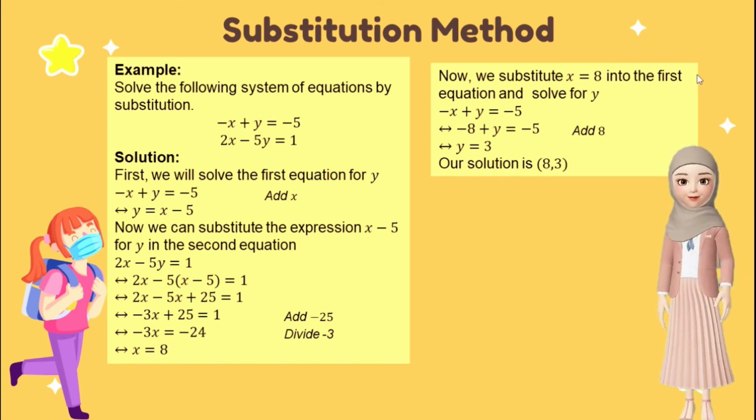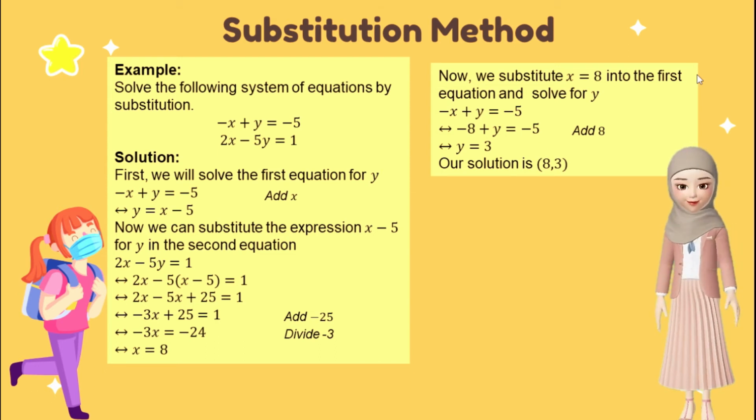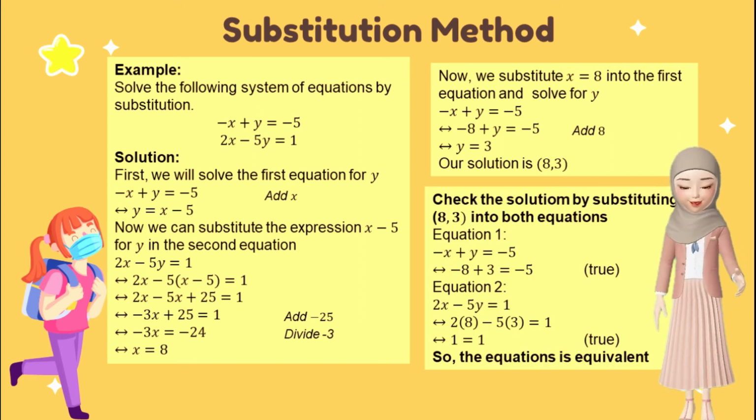Now, we substitute x equals 8 into the first equation and solve for y. So we get minus 8 plus y equals minus 5. Add 8 to both sides. We get y equals 3. So our solution is (8, 3). Check the solution by substituting (8, 3) into both equations.